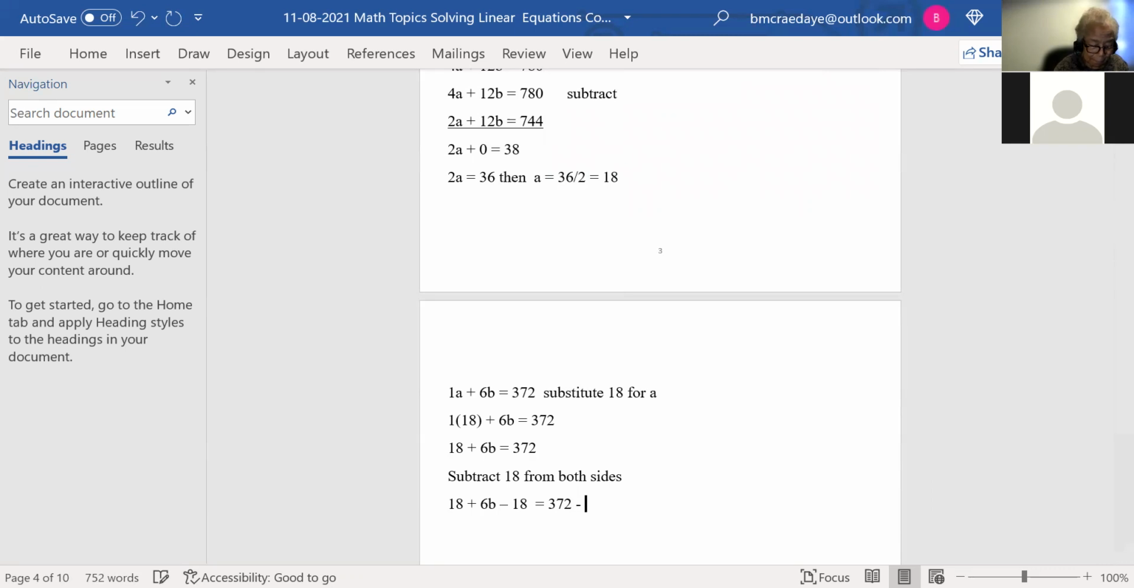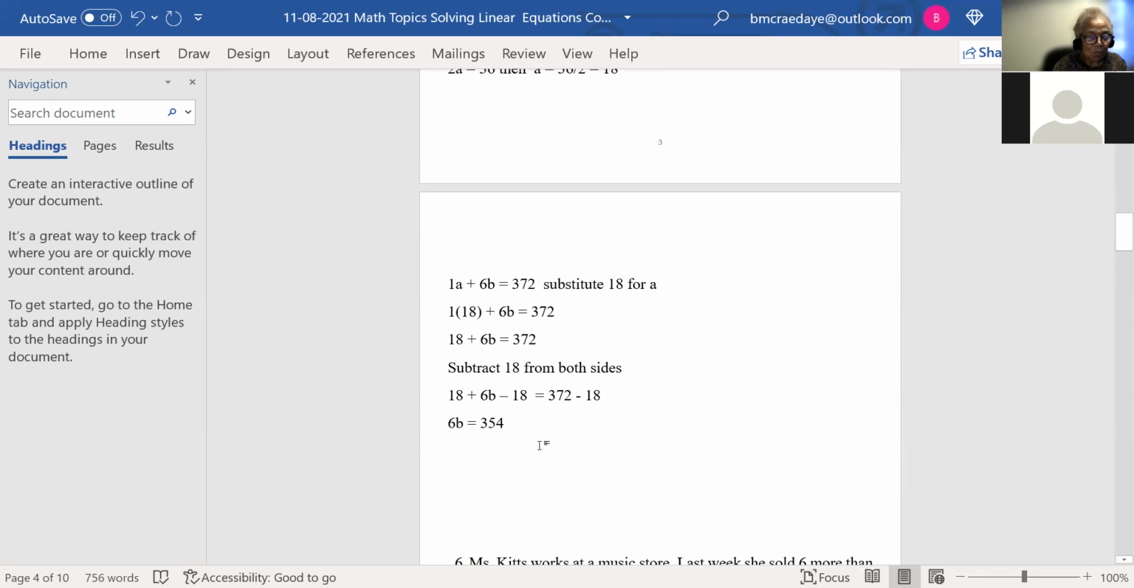On the left side, I'll just get 6B because 18 minus 18 is 0. What's 372 minus 18? 8 from 12 is 4. 2 from 7 is 5. 354. Okay, 3, 5, 4. Now, what's my next step, Maureen? What's the next step?